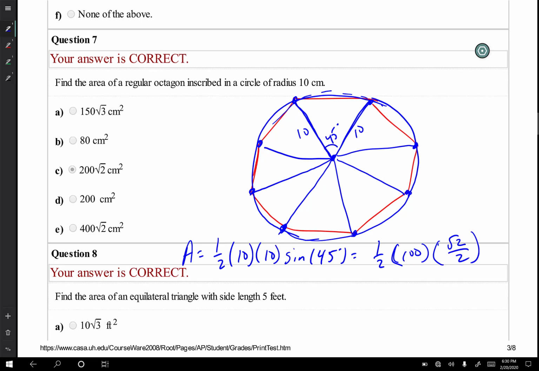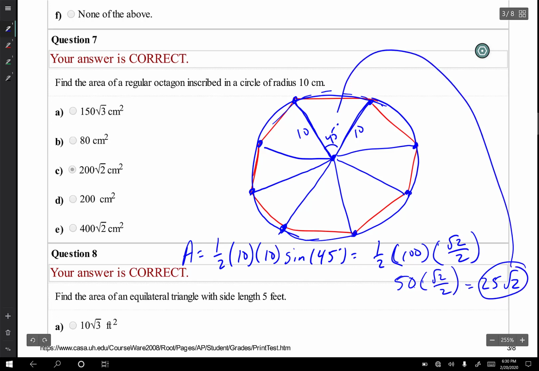Half of 100 is 50. And with a square root of 2 over 2 still. And then 2 goes into 50 25 times. So 25 square root of 2. Now remember, that is just one triangle. How many triangles do you have? That's right, you have 8.